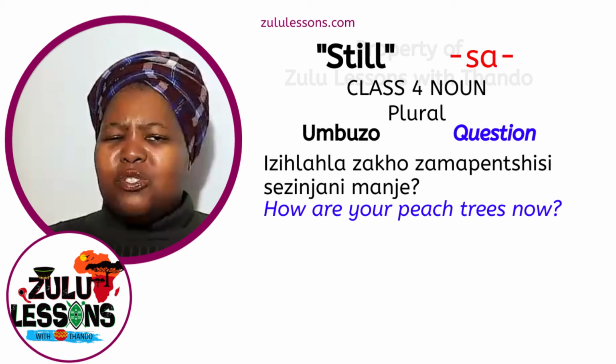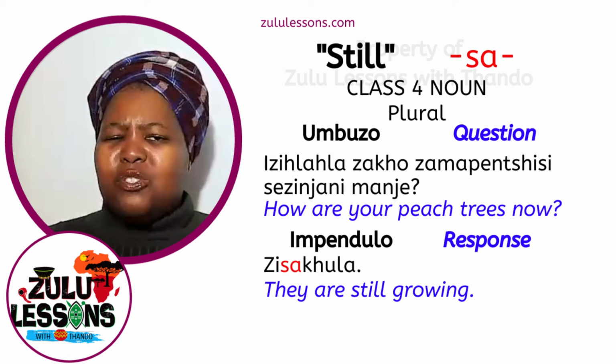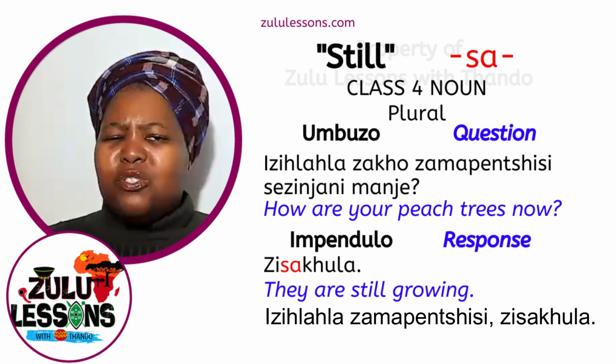Zisakhula. They are still growing. But what if you wanted to give a longer answer? So actually including the noun itself. In this case, izihlahla zamapentshisi, the peach trees. Then you would say, izihlahla zamapentshisi zisakhula. The peach trees are still growing.